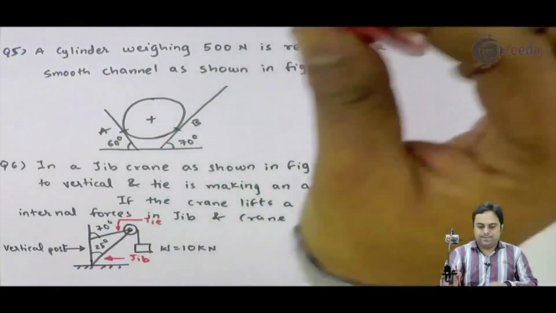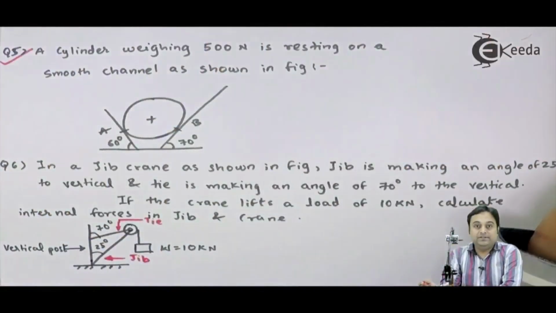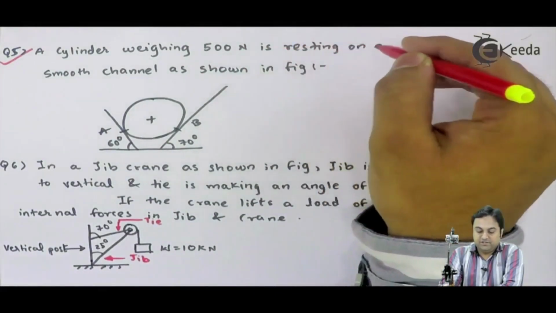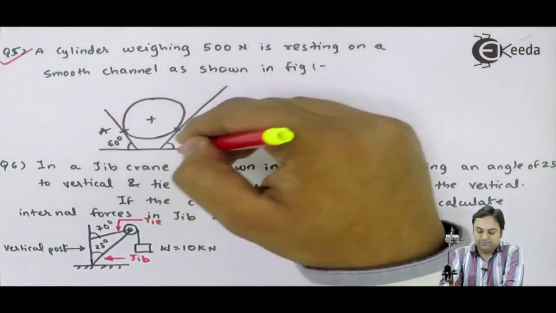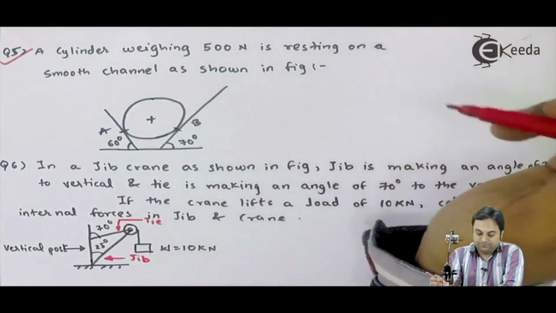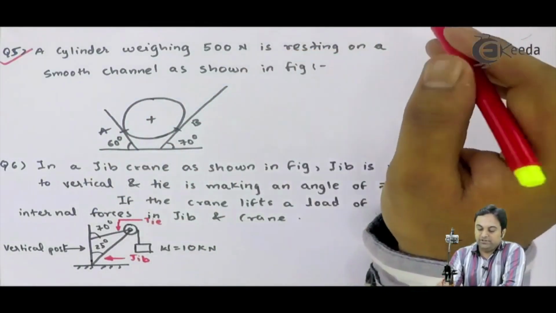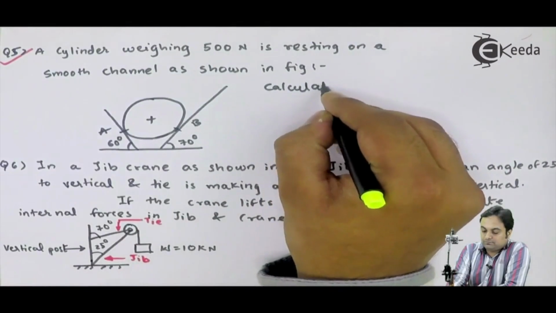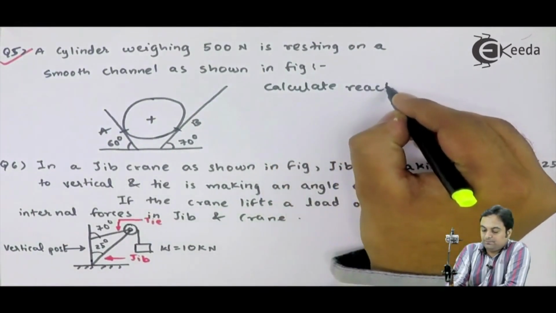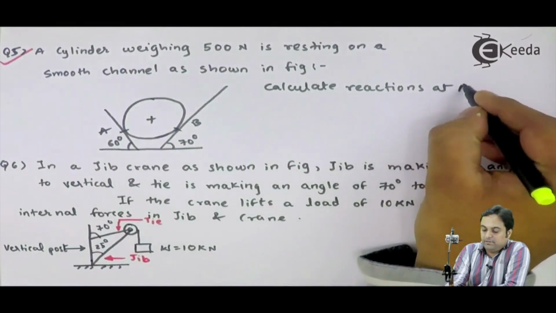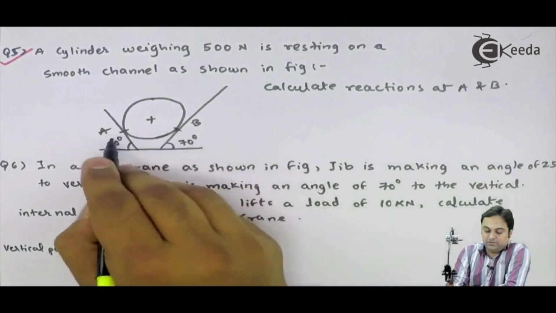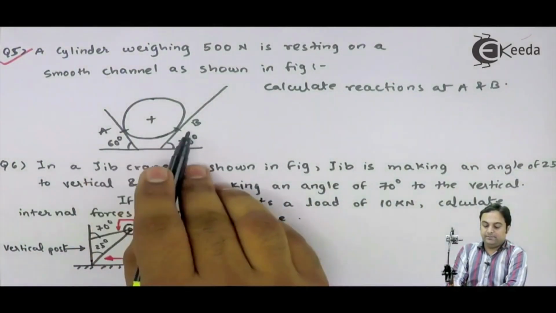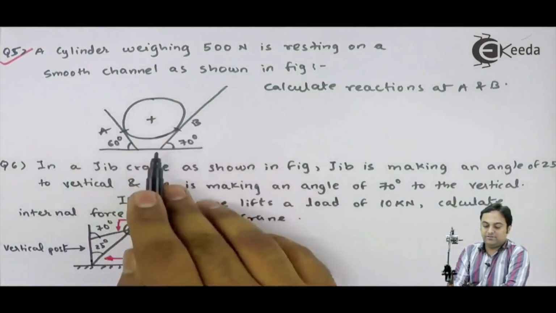Let us solve the next question, question number 5. I'll read the question. A cylinder weighing 500 Newton is resting on a smooth channel as shown in figure. The diagram is given. Here also we have to calculate the reactions at A and B. Means we have to calculate what are the reactions at point A and at point B at the contact between the cylinder and the supports.